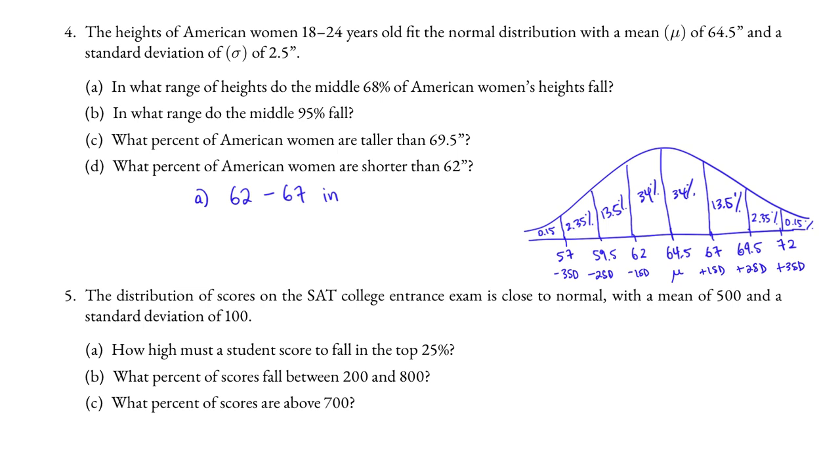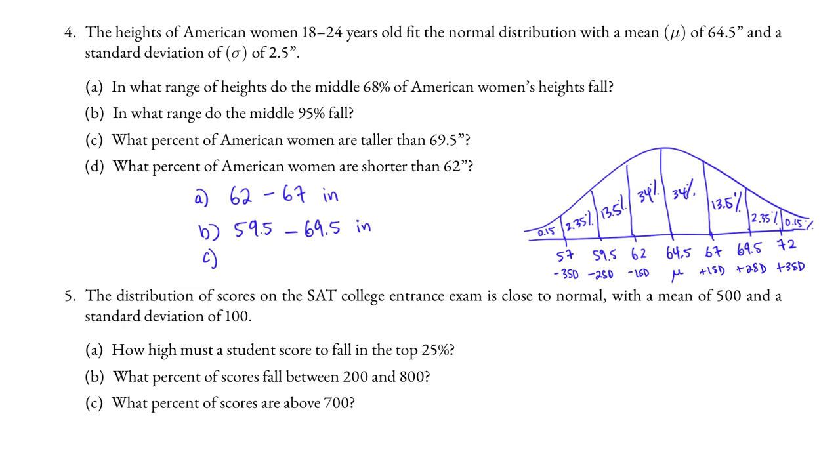B. In what range do the middle 95% fall? 95% of the observations are within 2 standard deviations from the mean, to the left and to the right, minus 2 standard deviations to 2 standard deviations. The corresponding height is therefore 59.5 inches to 69.5 inches. The answer to part B is 59.5 inches to 69.5 inches. The unit is inches.